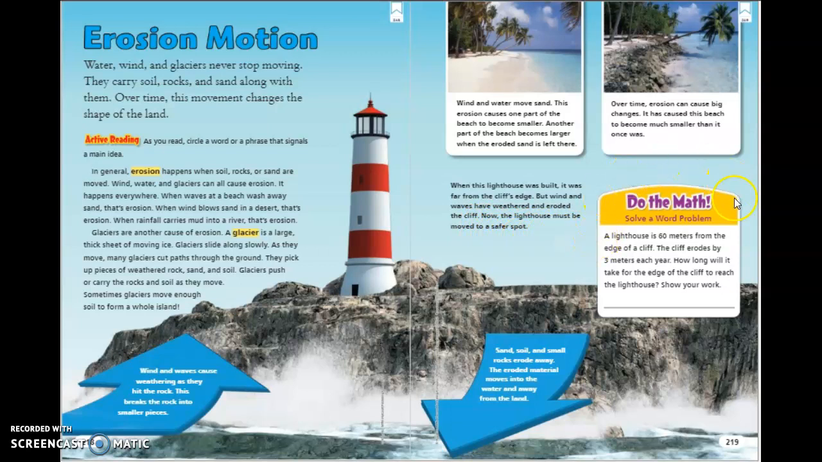Let's do the math problem. You need to solve this word problem. A lighthouse is 60 meters from the edge of a cliff. The cliff erodes by 3 meters each year. How long will it take for the edge of the cliff to reach the lighthouse? Go ahead and pause the video and figure out this math problem.